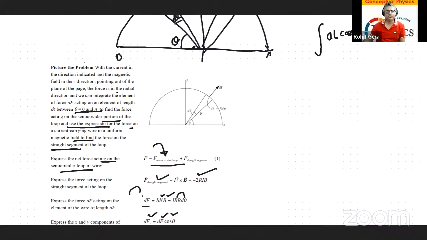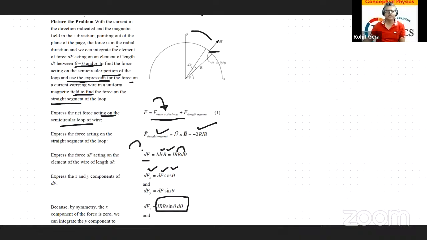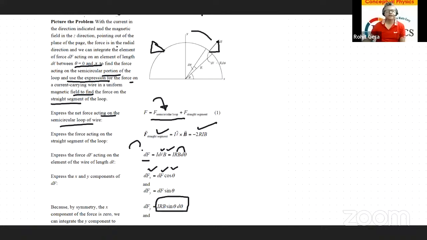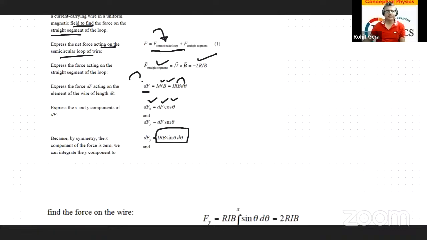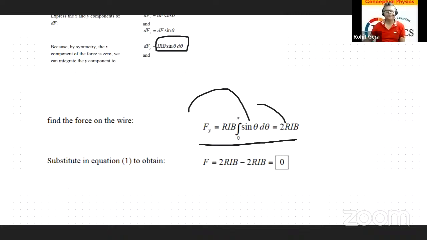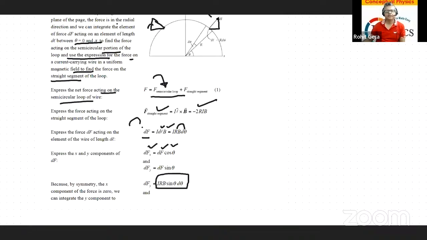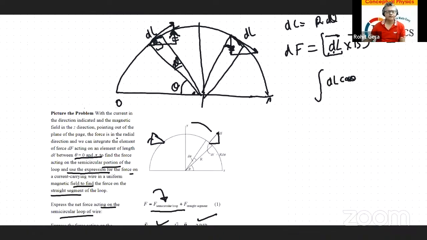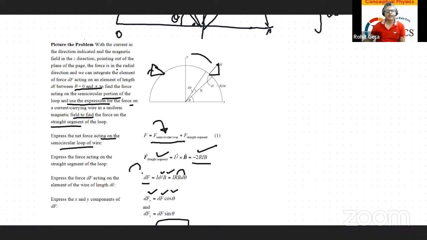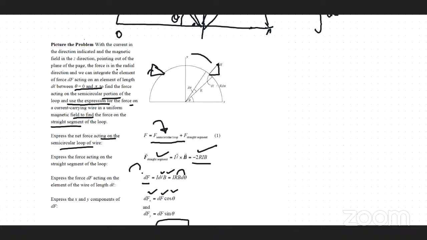But that radial force has two components, F cos theta and F sin theta. So cos theta gets cancelled on both the sides by symmetry, and only sin theta is left. So let's integrate it. Okay. कितना आया देखो, 2RIB, और वो वाला आया, -2RIB L cross B. Okay.